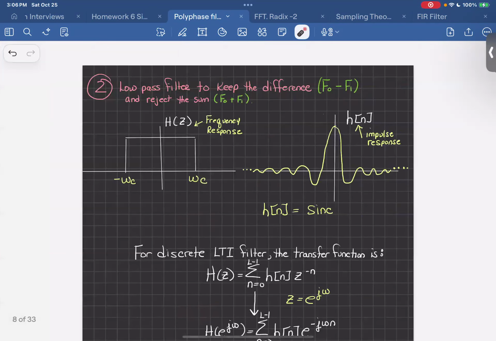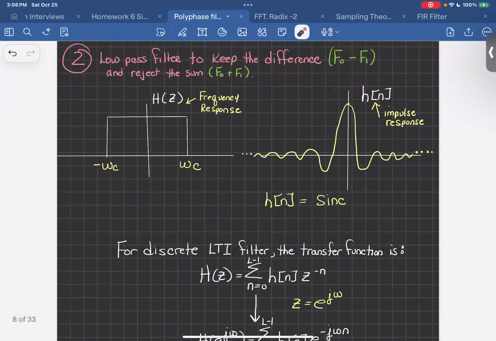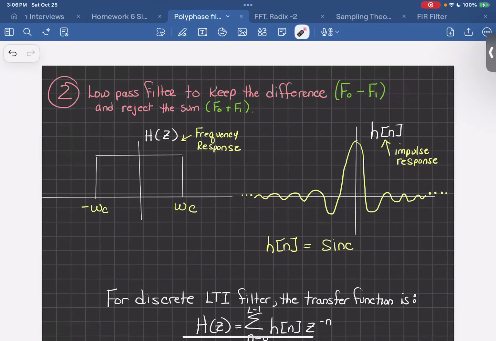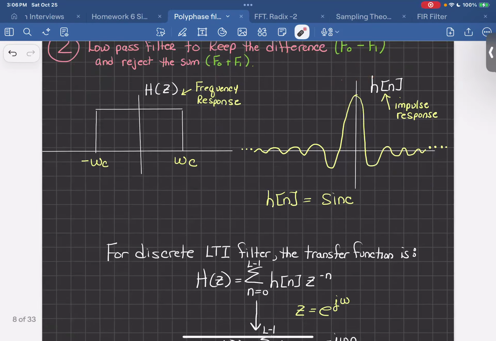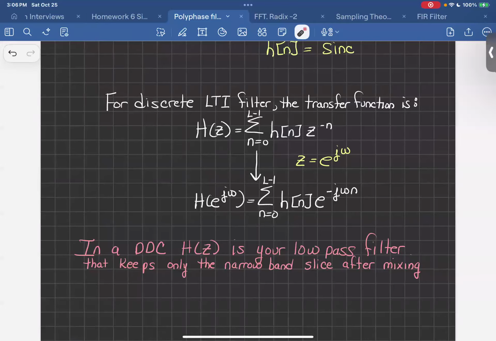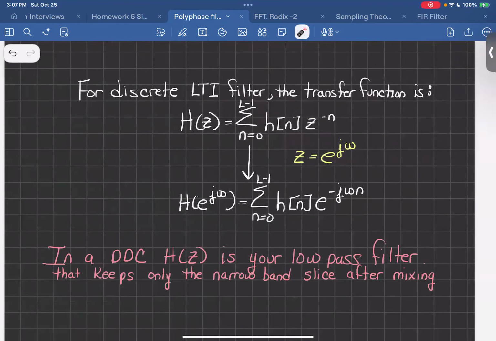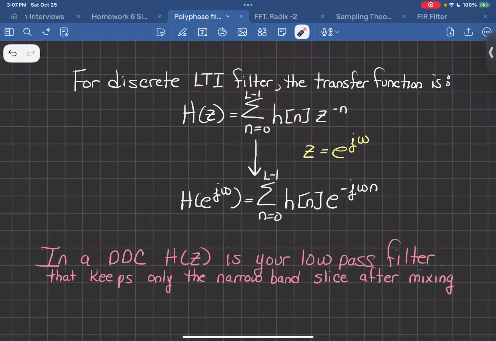All right. So again, we want to remind ourselves that we want to design our filter to keep the difference. So we want to keep this difference and we want to reject this sum product. So that's the whole idea. But because I have your attention, I'm going to talk about filters a little bit, just to make us a little bit more aware about what's going on.